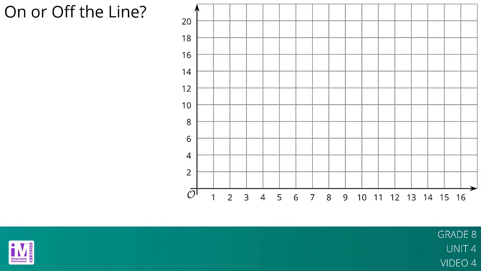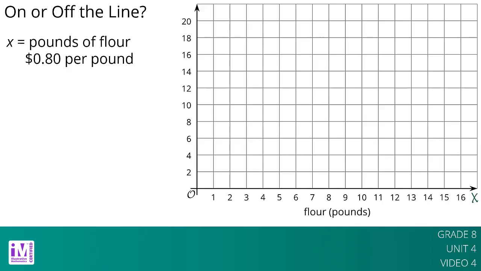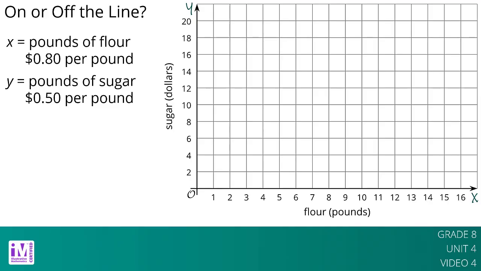Earlier, we studied linear relationships and learned that the values of x and y that make the equation true correspond to the points (x, y) on the graph. For example, if we have x pounds of flour that cost 80 cents per pound, and y pounds of sugar that cost 50 cents per pound, and the total cost is $9, then we can write an equation like this to represent the relationship between x and y: 0.8x plus 0.5y equals 9.